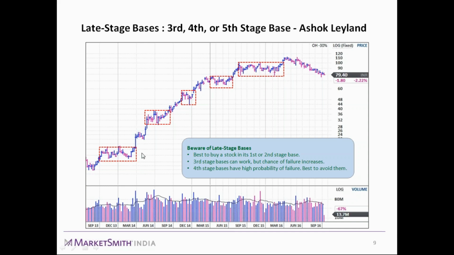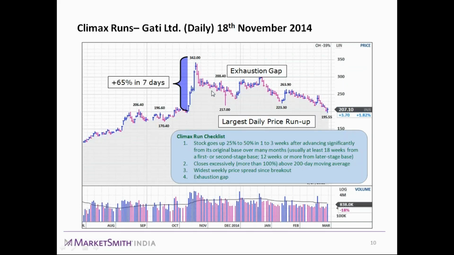We have seen that the probability is most in our favor when the stock breaks out of a first stage or second stage base. Once we move into these late stage bases, it is more likely that it is going to fail and will lead to correction. So that is a late stage base.